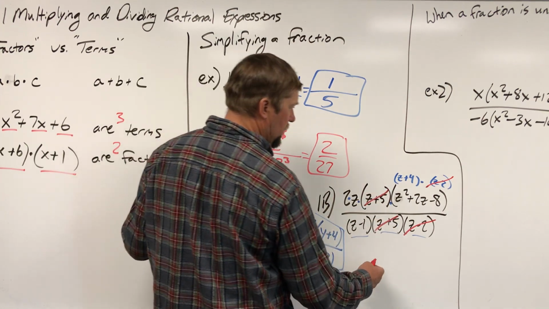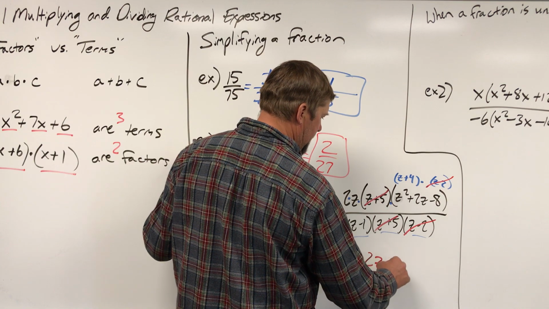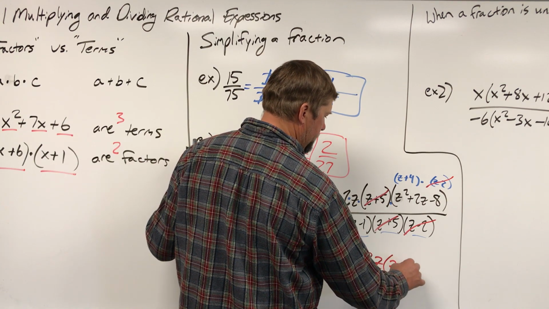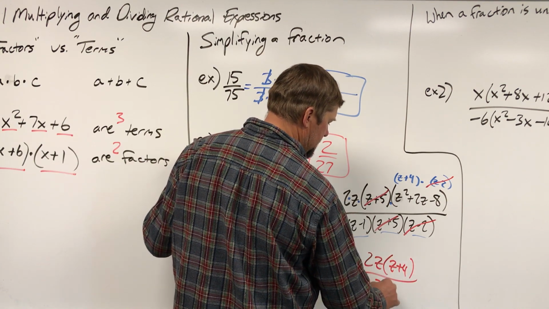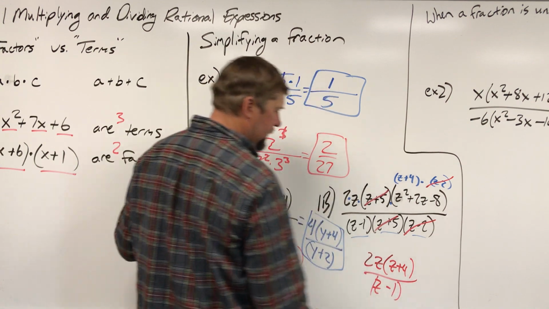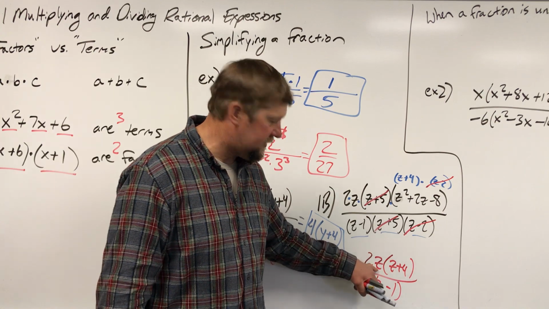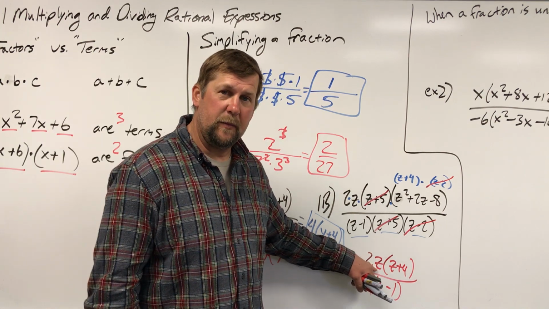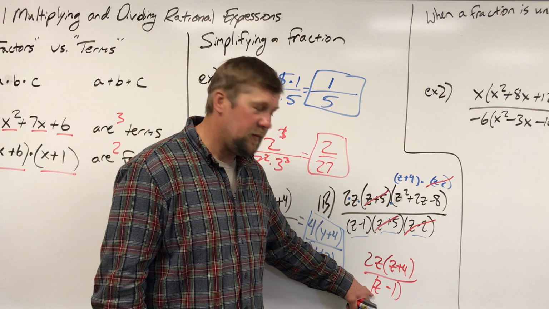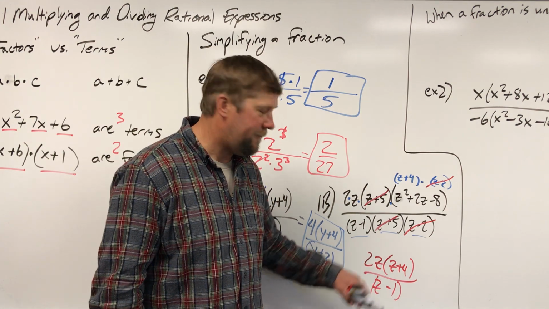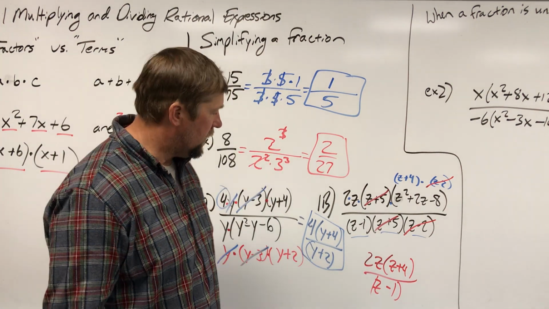And that's it. So I'm left with a 2z on the top and a z plus 4 and a z minus 1 on the bottom. Now, why can't I divide or simplify this z with this z? And that's where a lot of people make mistakes. They try to simplify a term with a factor, and that doesn't work, obviously.